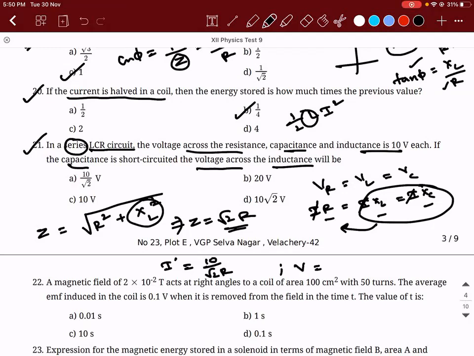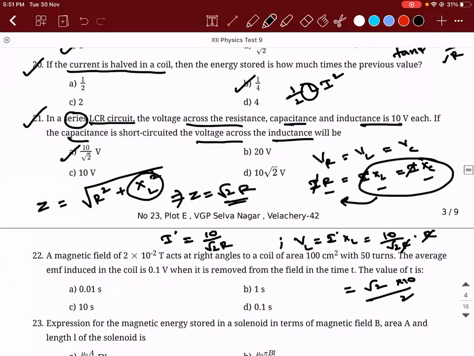Voltage across the inductance, if I call it VL, VL will be equal to I dash into XL. I dash is 10 divided by root 2 R, into XL, which is R only. R and R will get cancelled. So it will be root 2 into 10 divided by 2. 5 root 2? Oh, 10 root 2 itself is there, no? Option 21A is the answer, correct? Yes, 21, 10 by root 2 is the answer.